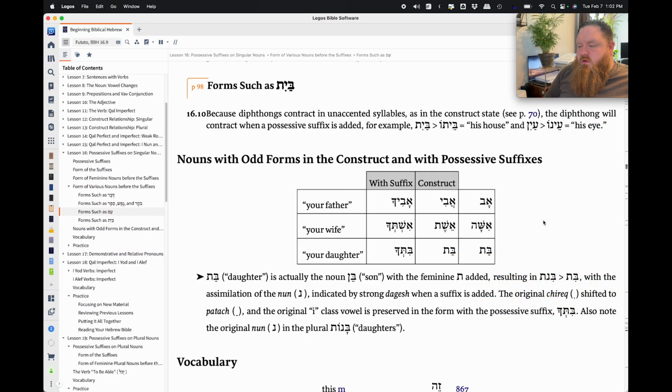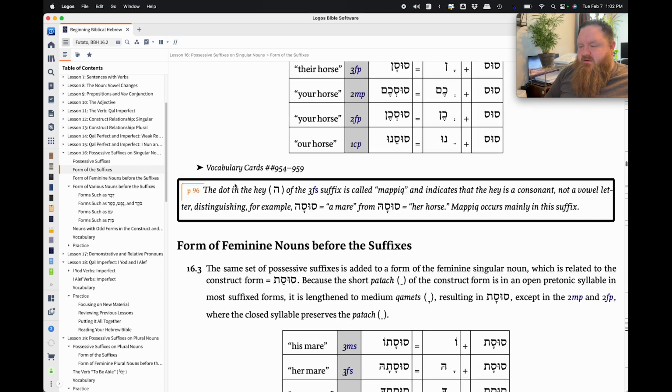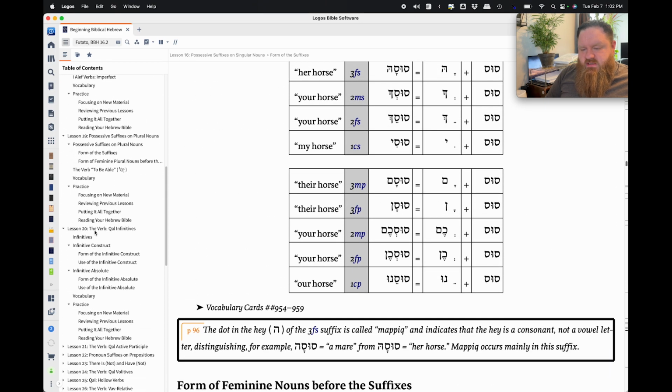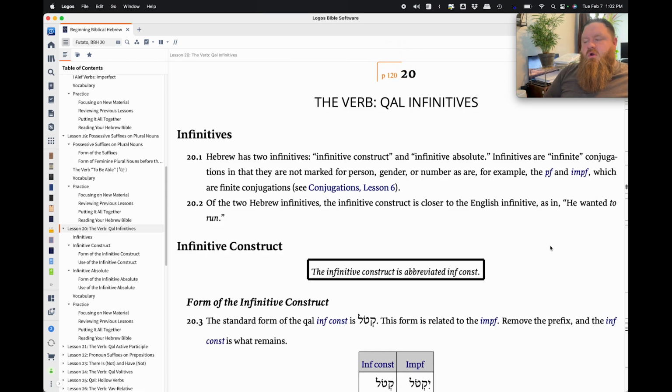All right, so let's take a look at this week's lesson. Looking at infinitives now, we'll go to lesson 20 here. Infinitives are good news and bad news. The good news is they are very simple in their form.